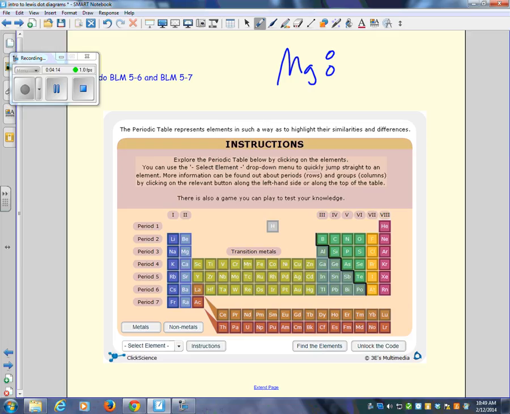All I need you to do is these 2 sheets right now. 5-6 and 5-7. Okay? That should take you about, I'm going to guess, about 10 minutes, if that.